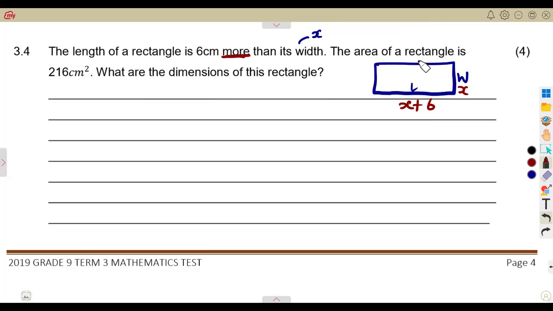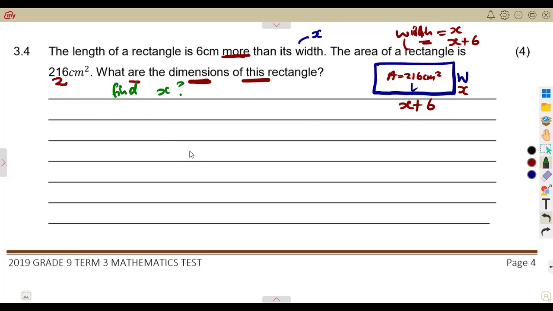The area of the rectangle is 216 square centimeters. What are the dimensions of this rectangle? What is your width and what is your length? Since we said let the width be equal to x, the length is now x plus 6. In order for us to have these dimensions, we must solve for x, but how can we find x? That's the question.